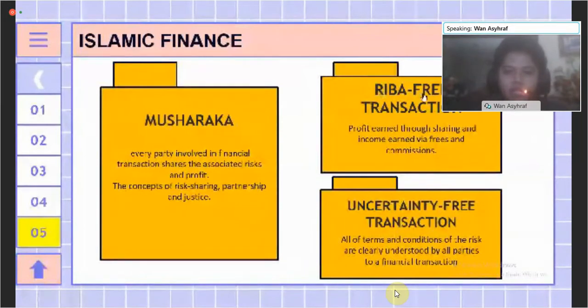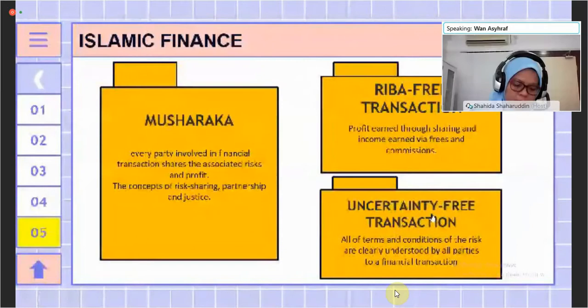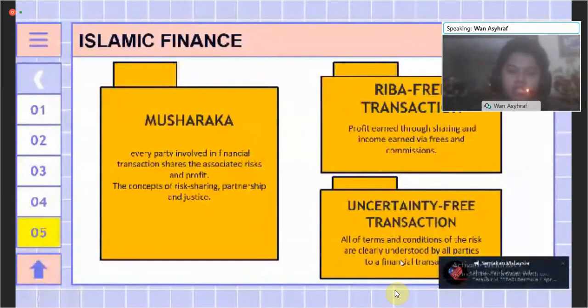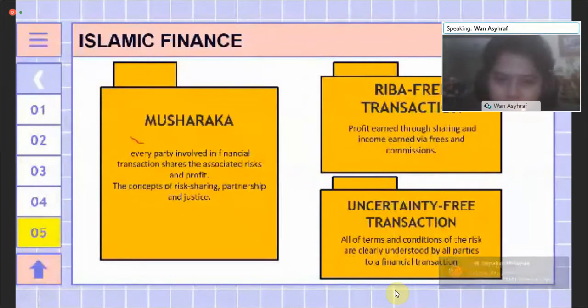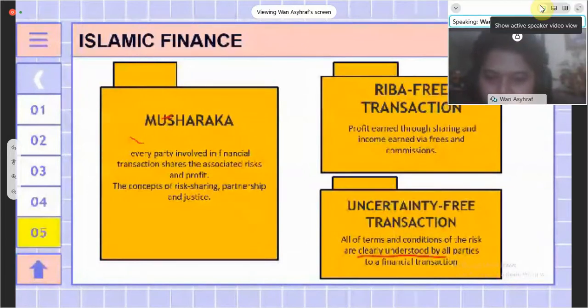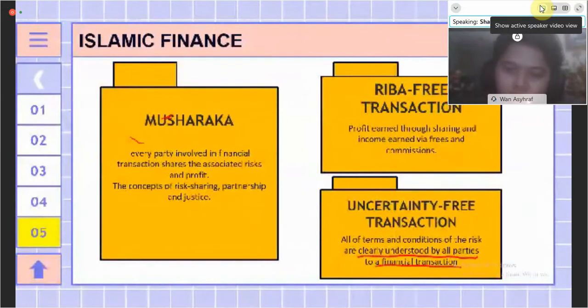And then riba-free transactions. This is under Sharia law: you cannot use riba transactions in investment. And then uncertainty-free transactions. If there is something you don't know or are not confident about in the transaction, you can tell them that you don't know about it or don't recognize it. The underlying subject must be clearly understood by all parties to the financial transaction. This is the main point that you need to understand.